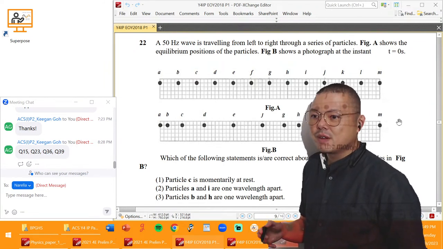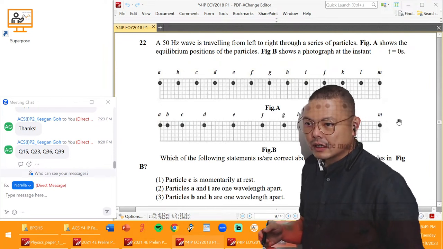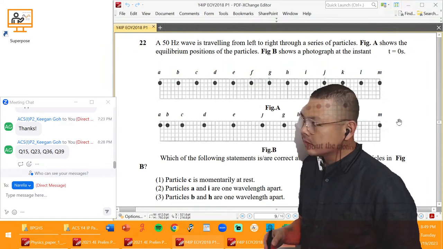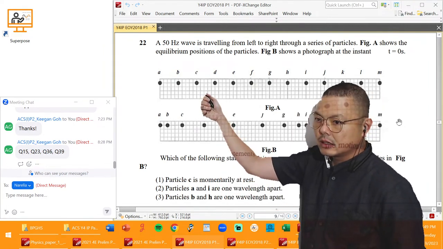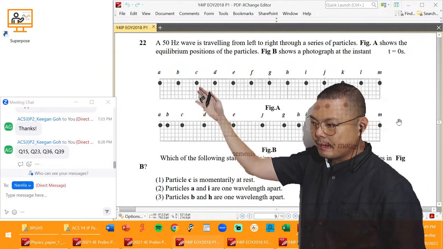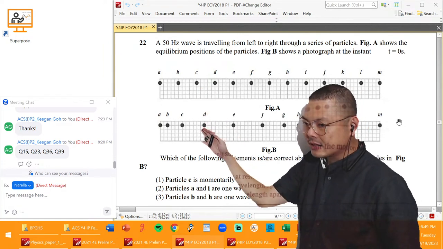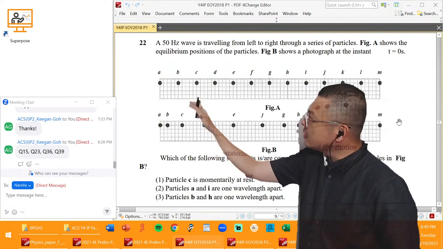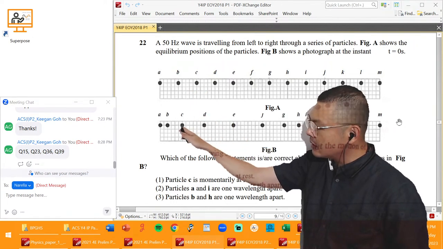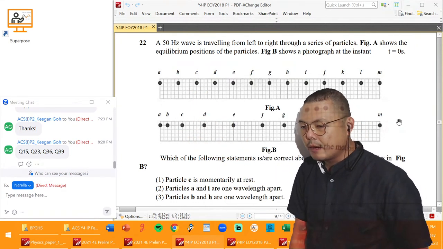Maximum displacement from equilibrium position. Please look at C's equilibrium. Where is C's equilibrium? Here. This is its equilibrium position. Okay? How many squares did it move by when the wave has passed? So you need to compare its equilibrium position to the number of squares it has moved by. How many squares did it move by?